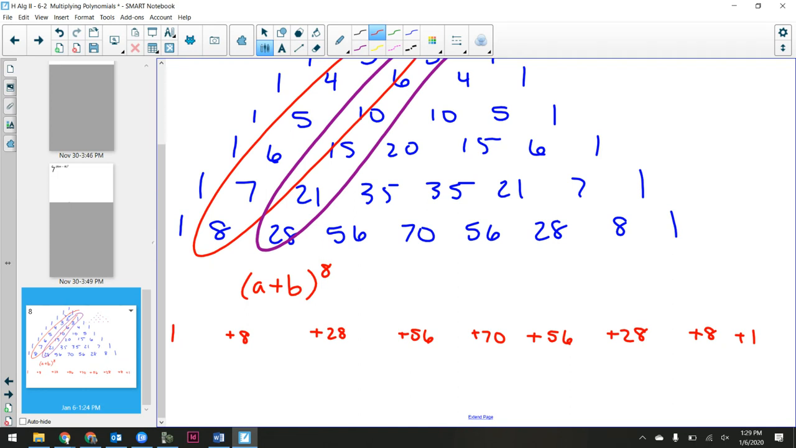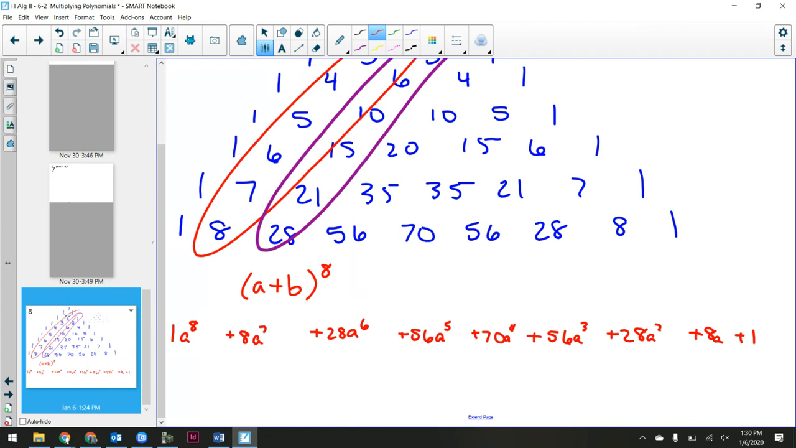Now, I take my first term and I raise it to my highest power. My first term is a. I raise it to the 8, so this goes a to the 8. And then I decrease it as I go along. This one has a to the 7th, a to the 6th, a to the 5th, a to the 4th, a to the 3rd, a squared, a, and then it should run out by the last term.